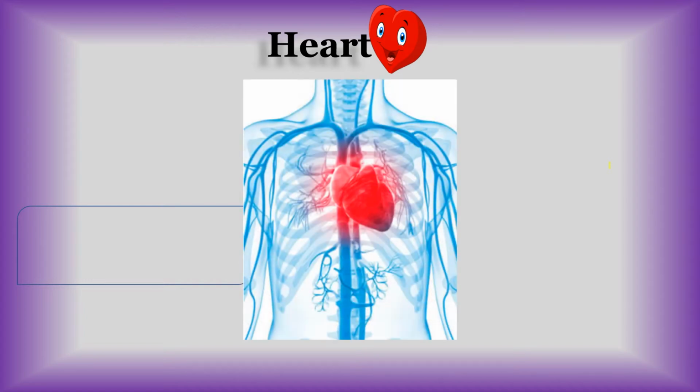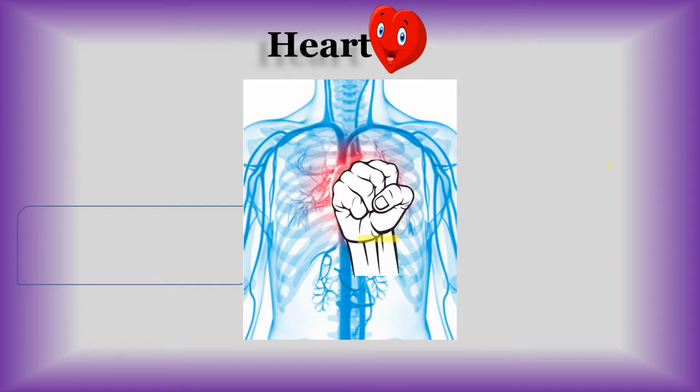Heart is a muscular organ. Children, you all can see here in this picture, this red color. What is this? This is the heart and this is a muscular organ. And what is the size of our heart? It is about the size of our fist. And this heart is found in our chest, slightly on the left side. This much is clear to everybody?